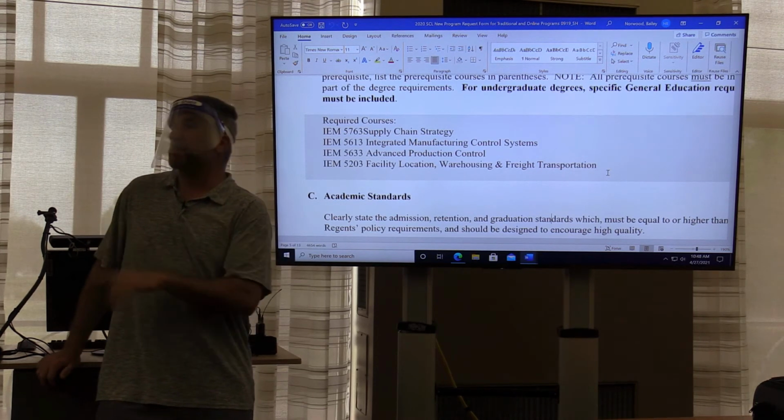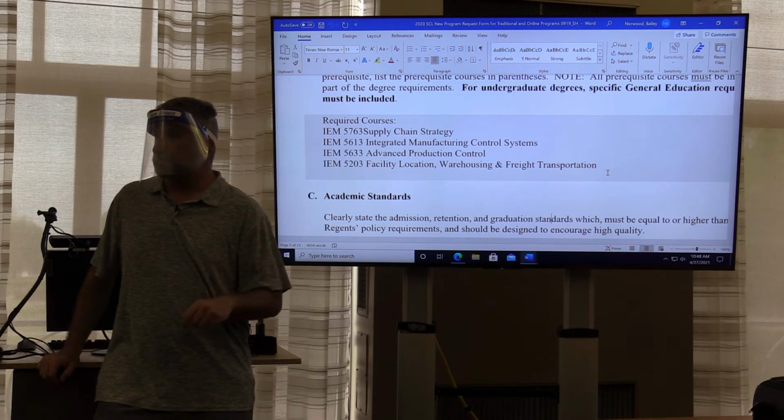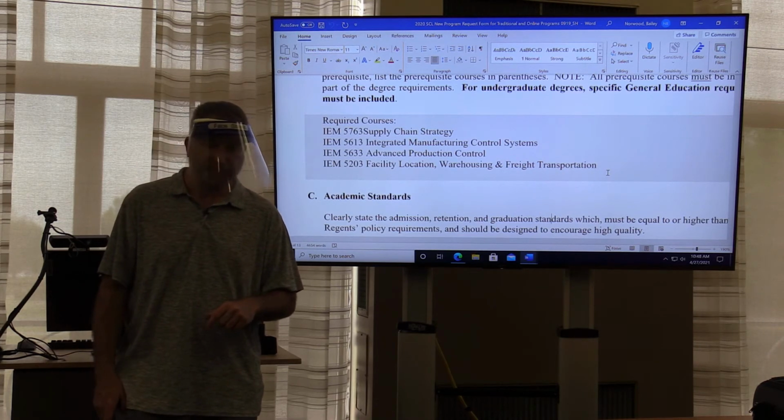The good thing about a master's in Ag Econ is you can get paid to go to school. You can get about $17,000 a year to get your master's degree, which is a pretty sweet deal.